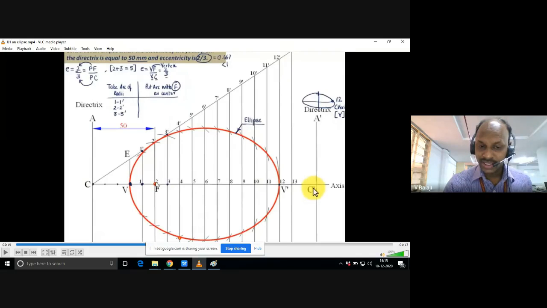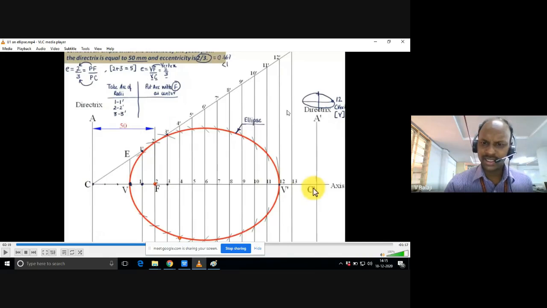But the focus is here. That's the reason why the arcs are coming down. Initially the arcs are increasing. Thereafter the arcs are coming down because the radius is increasing.